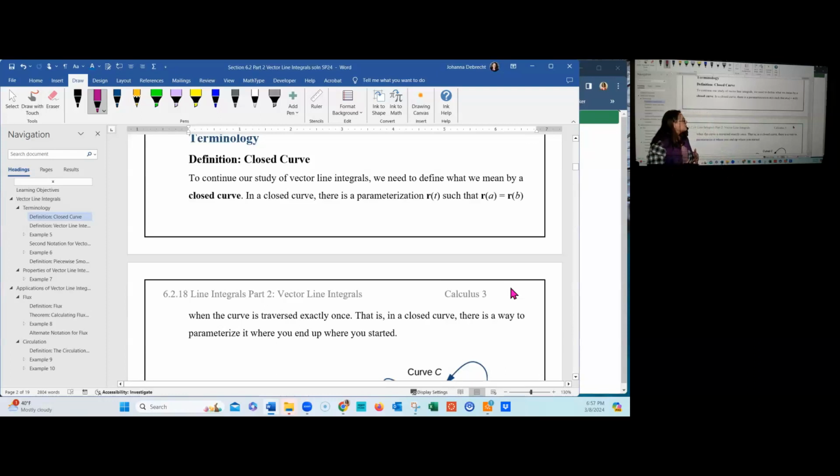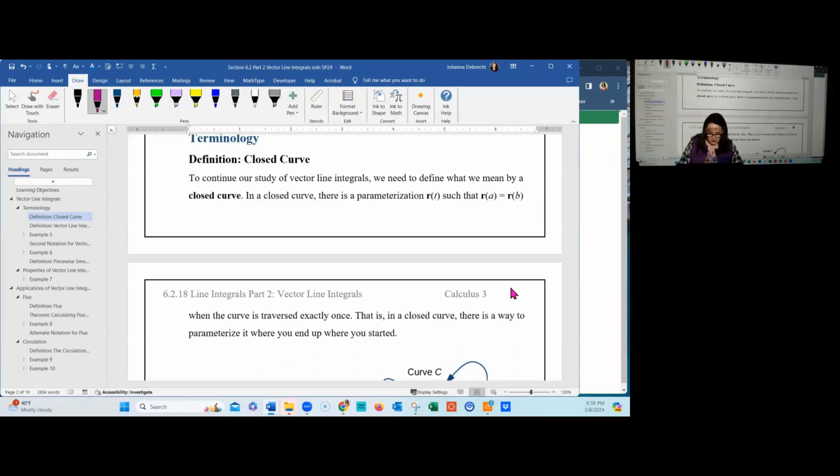The first thing we want to do is consider what we call a closed curve. When we study vector line integrals to define the circulation, the tendency for the flow to move along the curve in a closed loop, we have a closed curve. A closed curve is one where there exists a parameterization r(t) such that r(a) equals r(b) when t varies between a and b. In other words, a closed curve is one where you end up back where you started.